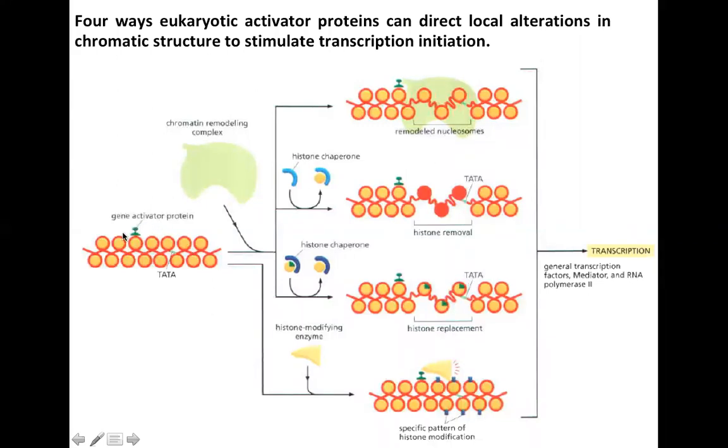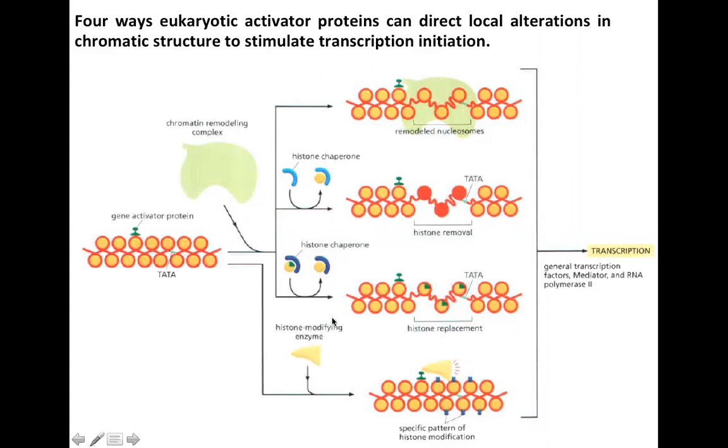So the gene activator protein binds here. What can this initial gene activator protein do? It can stimulate transcription in 4 different ways. So first, study the last one. What is the last one? This is what this gene regulatory protein can do.